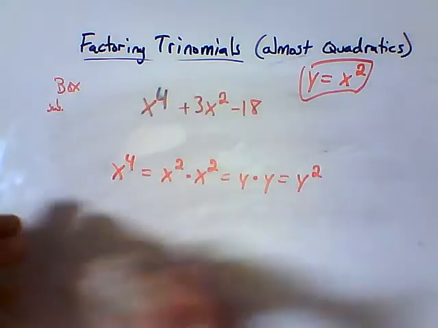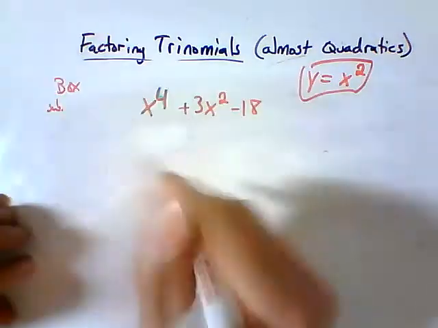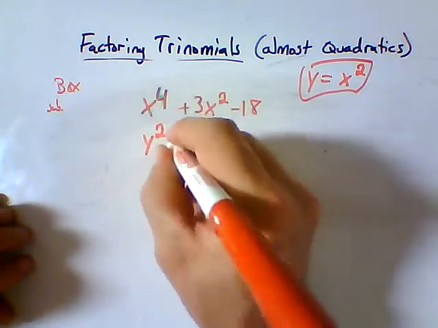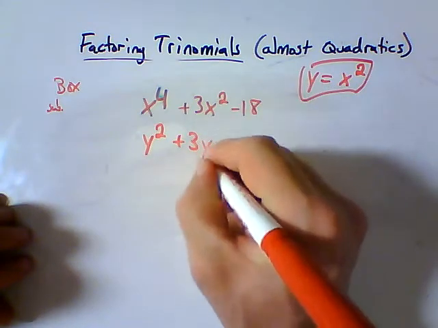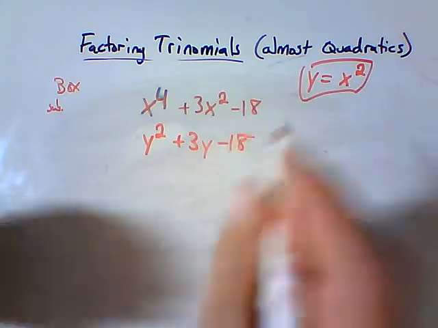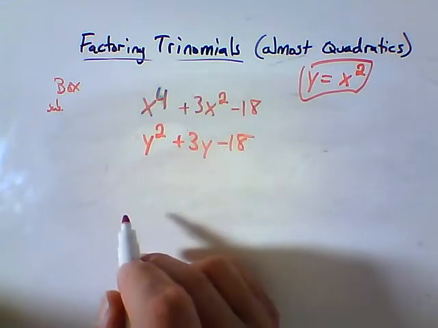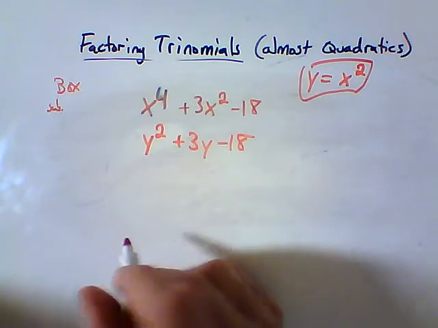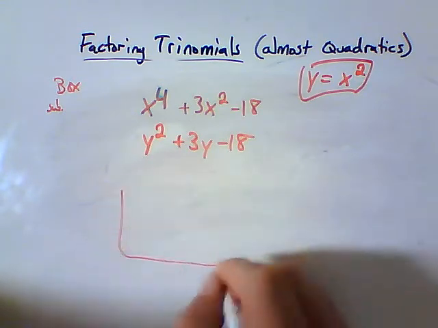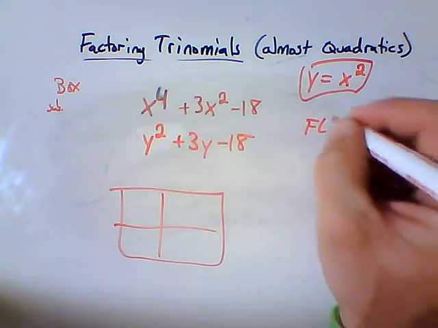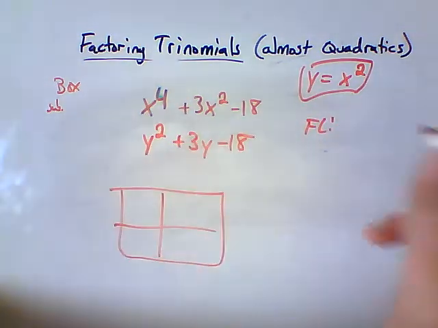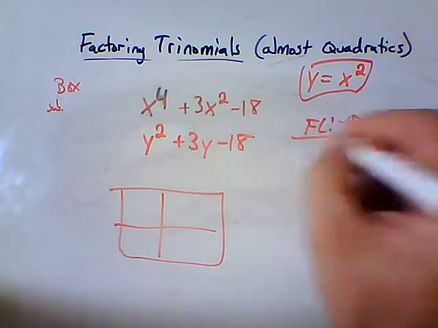So I have y squared plus 3 x squared. Well, x squared is just y, minus 18. Now it's a quadratic. Yay! Now we can go to our box method, which still needs a factor list. That's never going to go away. 1 times negative 18 is just negative 18.